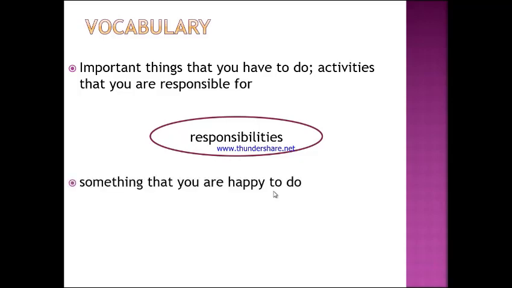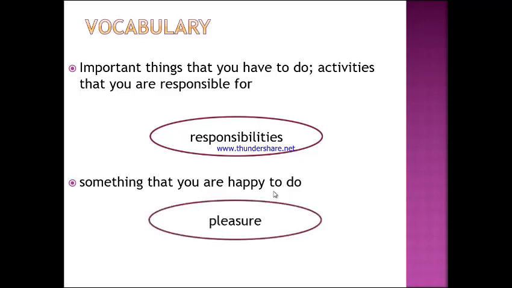Next, something that you are happy to do. So it's a pleasure. You can repeat after me. Pleasure. Some of you might pronounce it incorrectly, but no, it's not.